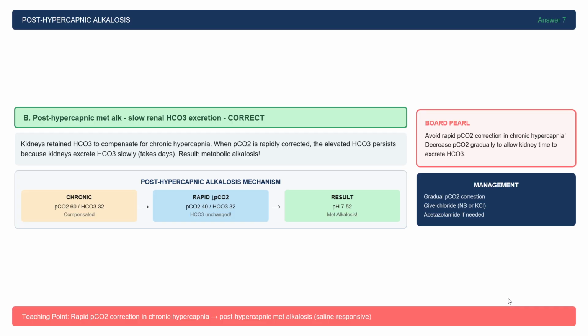So the big takeaway is this: rapid correction of hypercapnia can trigger post hypercapnic metabolic alkalosis, and it's usually treatable with chloride replacement and careful ventilator management.